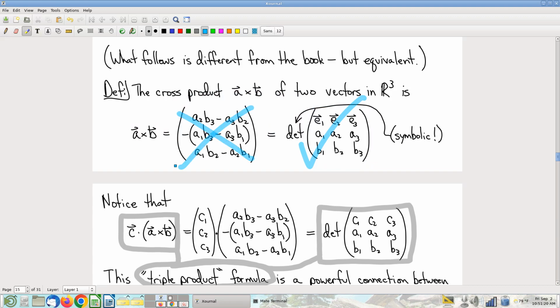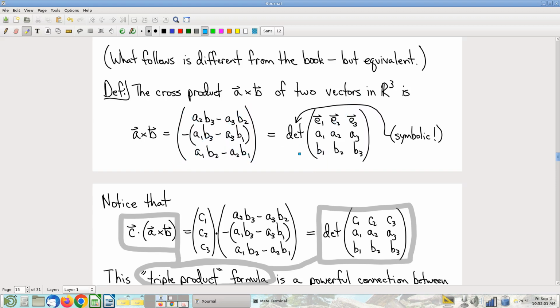I don't trust myself, right? It'd be too easy to mess it up. I know at some point I'd be like, oh gosh, is it A1B2 or is it A2B1 minus A1B2? Which way does it go? And I'd get it backwards. But this over here is really easy to remember. Standard basis vectors across the top. First vector in the next row. Second vector in the last row. Take a determinant. I've long since memorized the formula for determinant, so I might as well take advantage of that fact. So much easier to remember.